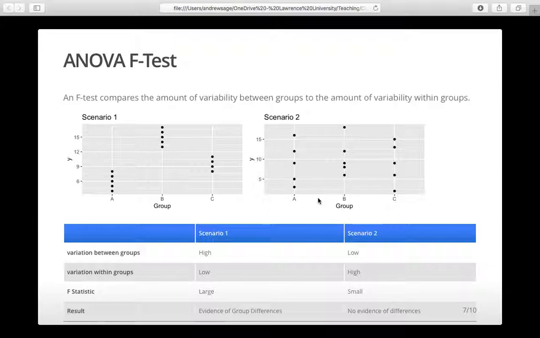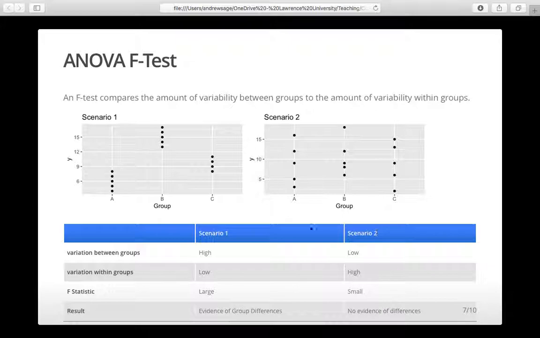On the other hand, in scenario 2, shown on the right, we see that the groups don't look that different. The points seem to be scattered more without a clear sign that one group is much bigger or smaller than the rest. And even within each group, the points are much more scattered out as opposed to being clustered closely together like in scenario 1. In scenario 2, the variability between the groups is small, but the variability within each group is large. This suggests that there's not a lot of evidence of differences between groups A, B, and C.